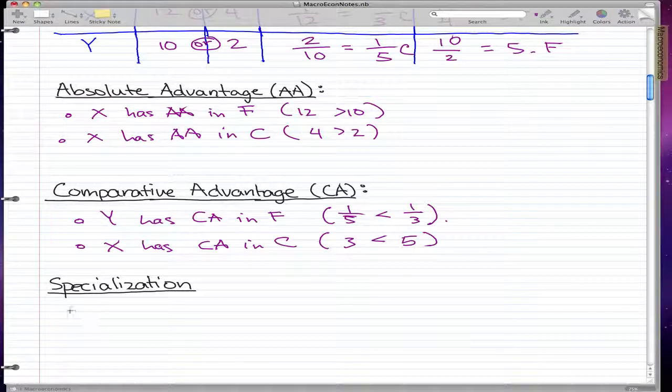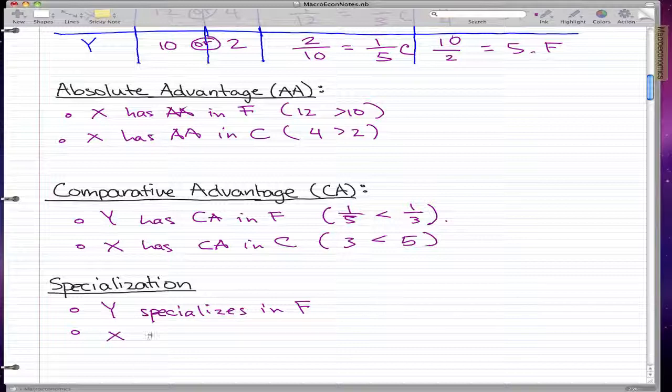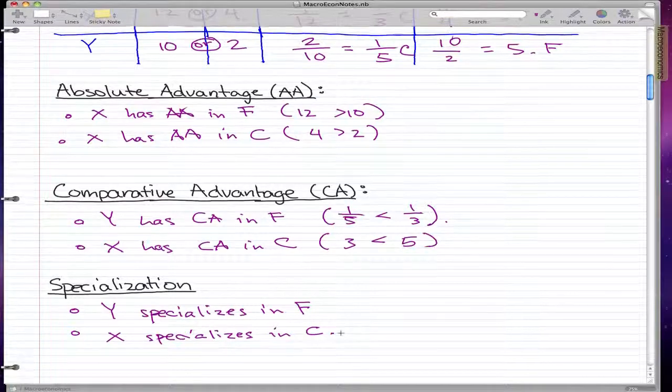So specialization. The question here is who should specialize in what? Well, Y has comparative advantage in food, so they're better at making food at a lower cost. So pretty much, Y specializes in food, and X specializes in clothing, of course, because they can produce it at a lower opportunity cost. And this is all I want to teach you in this video.